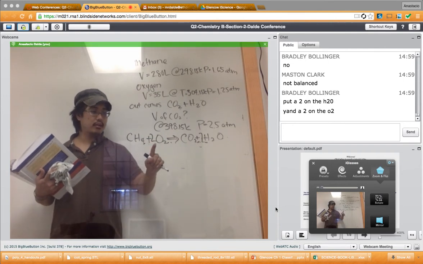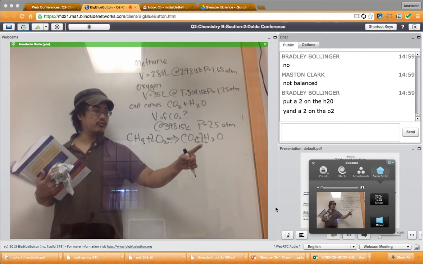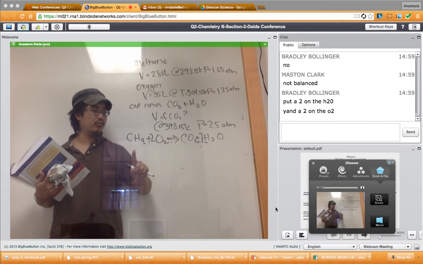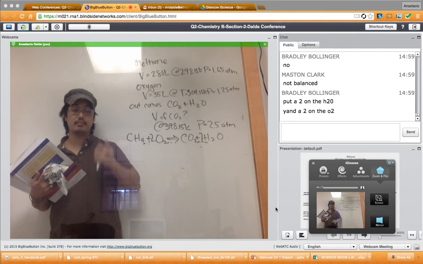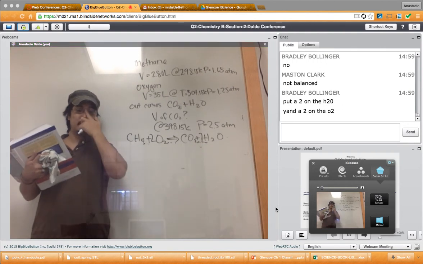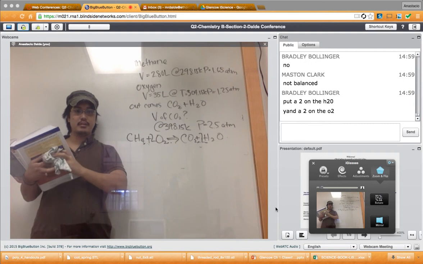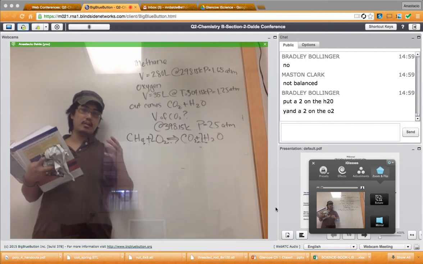Because now the left side has 4 O's, the right side has 4 O's, the left side has 4 H's, the right side has 4 H's, and I've got 1 C on each side. Balanced? We good? Not hard.